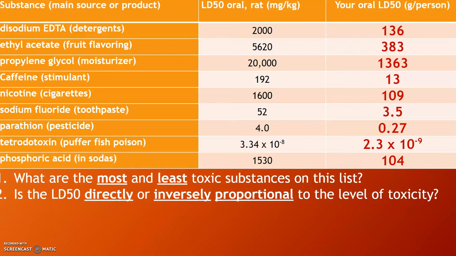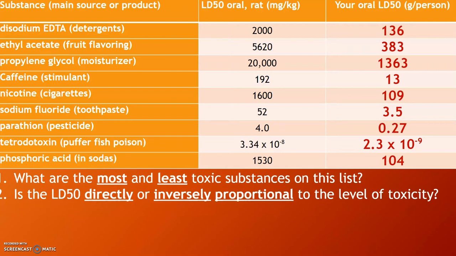I think they take it down to 10% of what the rat needs, and then scale it up to the weight of a person to make a very, very conservative LD50 for a person. Looking at the most and least toxic substances on this list, the smaller the number, like that pufferfish poison, would be the most toxic. And the bigger the number would be the least toxic. So the moisturizer is going to be the least toxic.